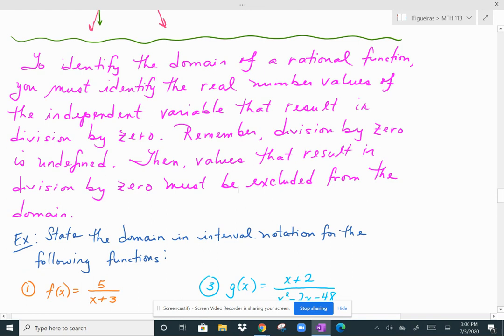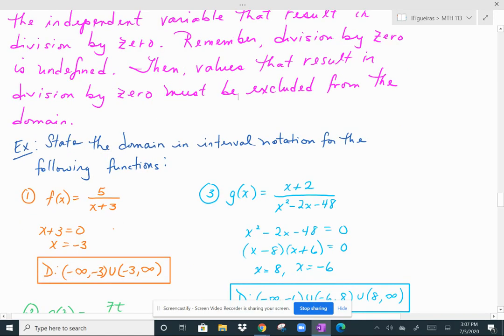So we want to state the domain in interval notation for the following function. So here, this is a rational function. I only have one variable in the denominator, but it's still considered rational. So you take your denominator, set it equal to 0, and you get that x is -3. That is not a solution. That's an exclusion to the domain. It's a restriction. So your domain in interval notation is the set of all x except for -3.